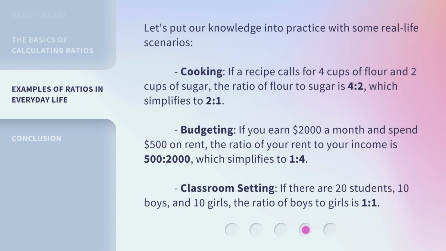Let's put our knowledge into practice with some real-life scenarios. Cooking. If a recipe calls for 4 cups of flour and 2 cups of sugar, the ratio of flour to sugar is 4 to 2, which simplifies to 2 to 1. Budgeting. If you earn $2,000 a month and spend $500 on rent, the ratio of your rent to your income is 500 to 2,000, which simplifies to 1 to 4. Classroom setting. If there are 20 students, 10 boys, and 10 girls, the ratio of boys to girls is 1 to 1.